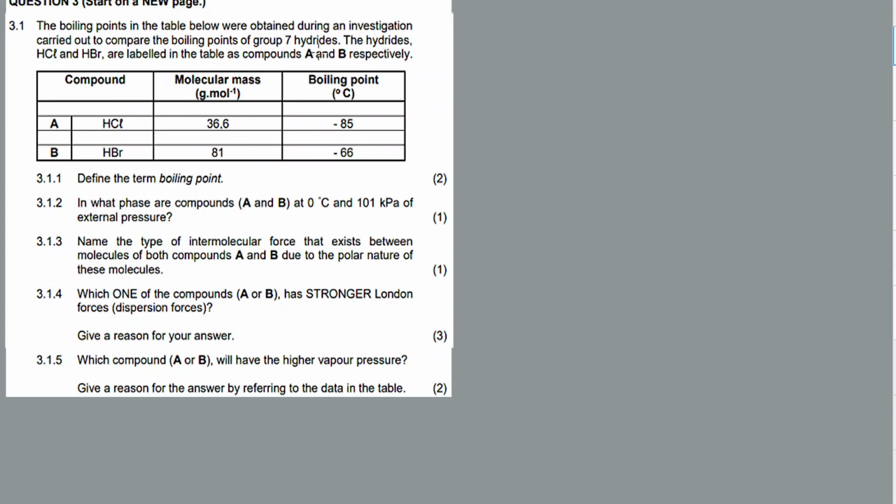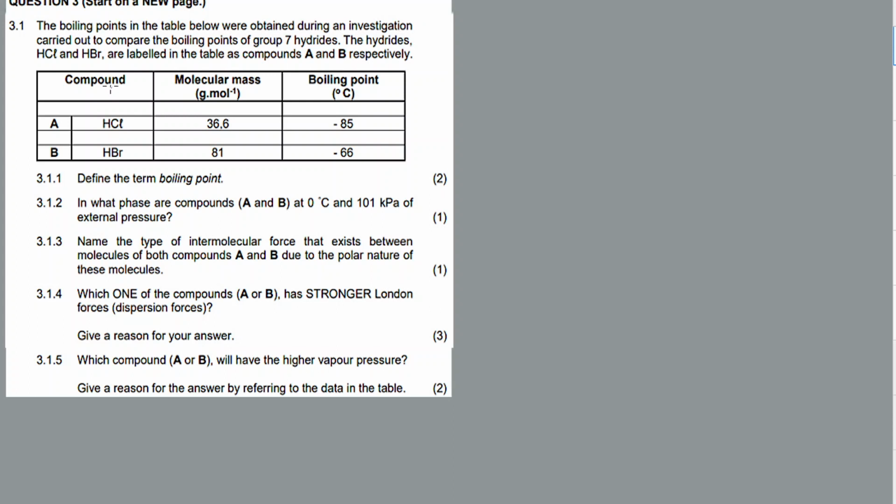So iodine, fluorine, chlorine. Okay, the hydrides. So hydrides are all the compounds between hydrogen and the halogen gases. I didn't know this. So hydrogen chloride and hydrogen bromine are labeled in the table as compounds A and B respectively.